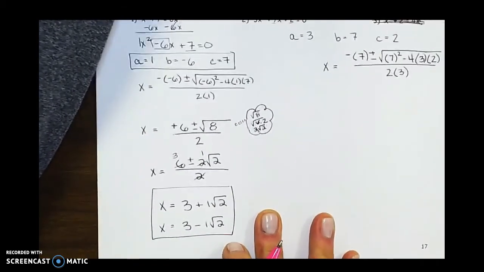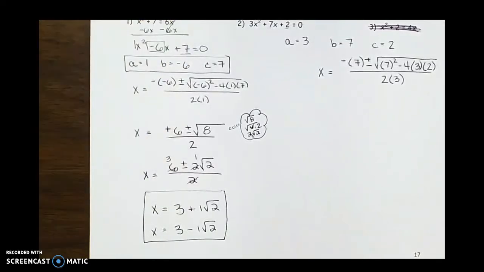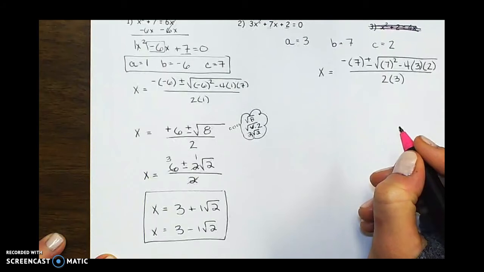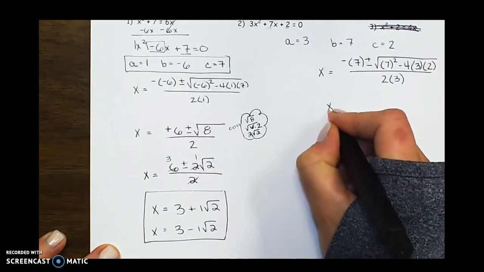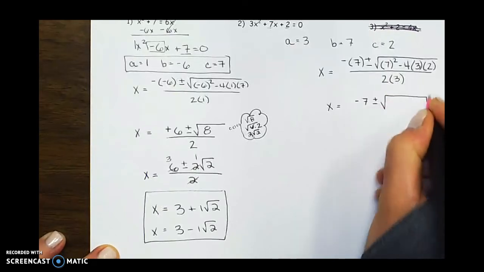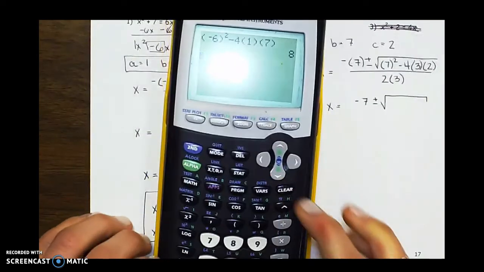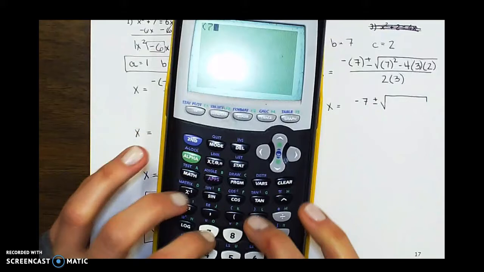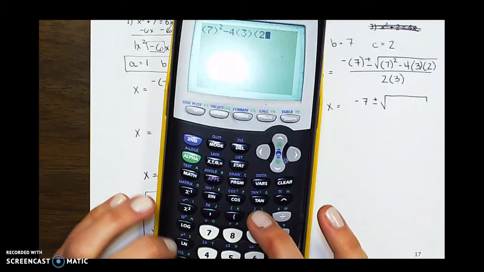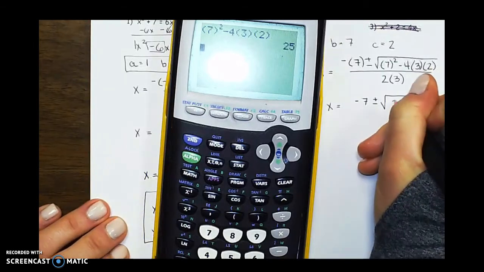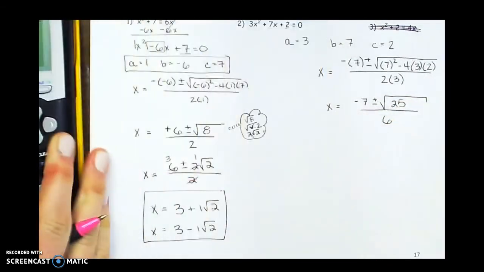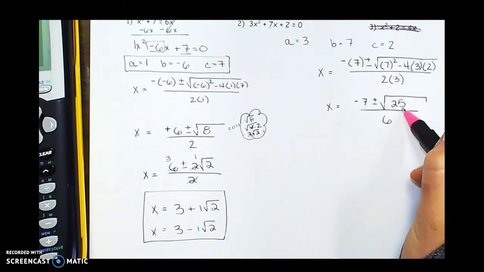All right, so let's go ahead now and see if we can simplify that. So we're going to end up with x equals negative 7 plus or minus the square root. Now I'm going to let my calculator do the work for that. So I'm going to come here, parentheses 7 parentheses squared, minus 4 parentheses 3 parentheses 2. And we get 25, all over 6. All right, well, what do you notice about 25?